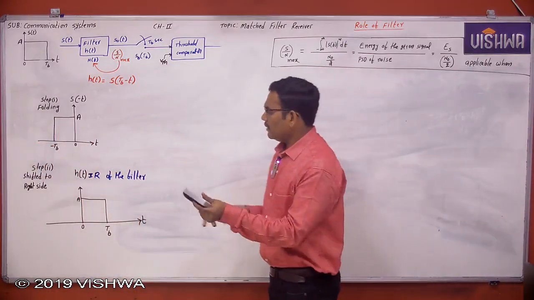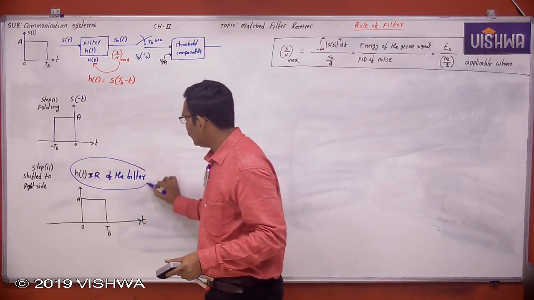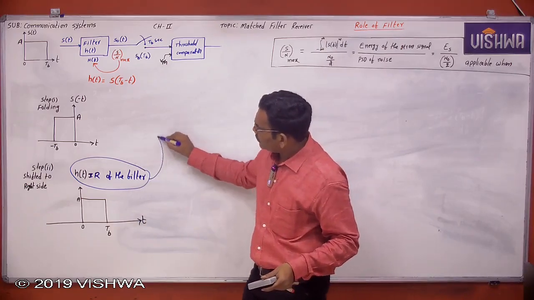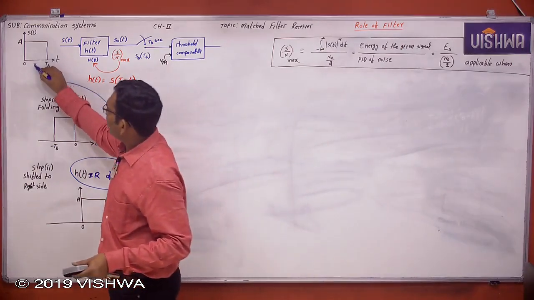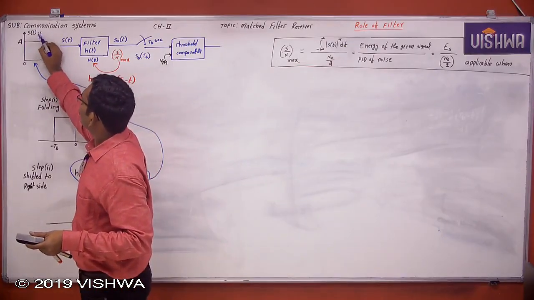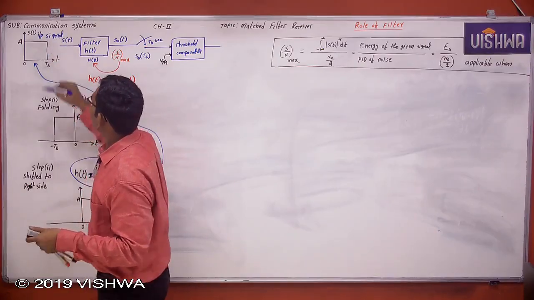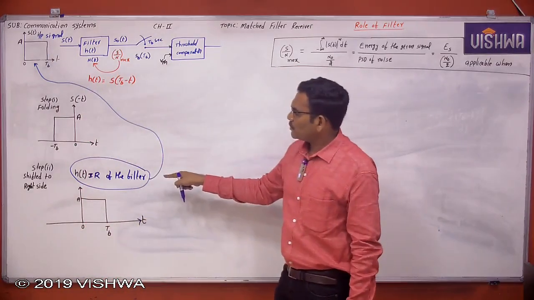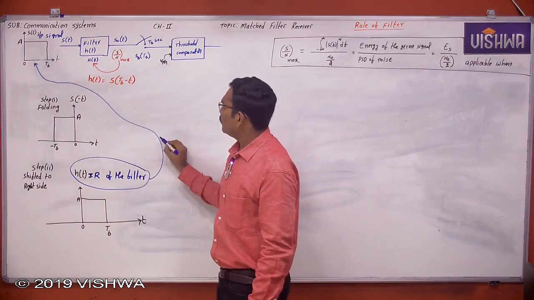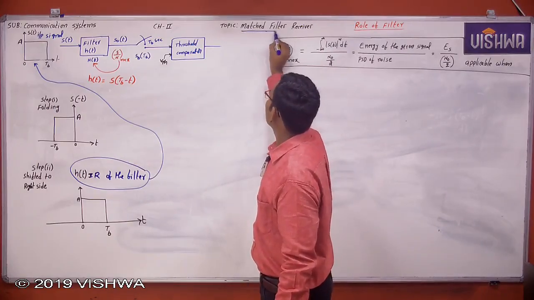Now see here, this impulse response of the filter is matched with the input signal or not? This is the input signal to the filter. The impulse response of the filter is matched with the input signal. Therefore, this filter is named as matched filter. Clear or not?